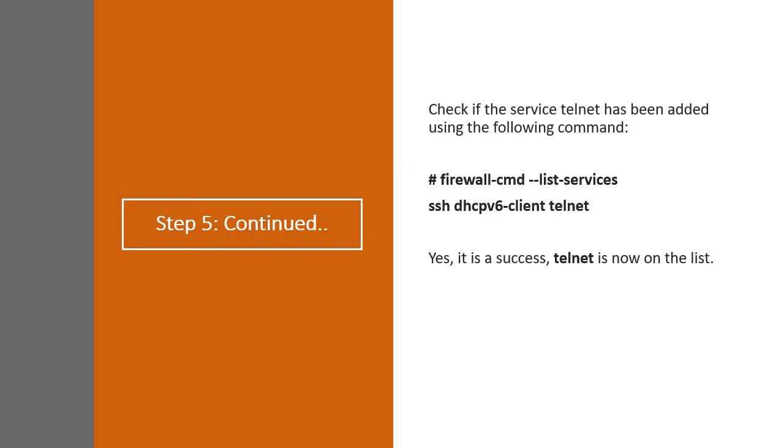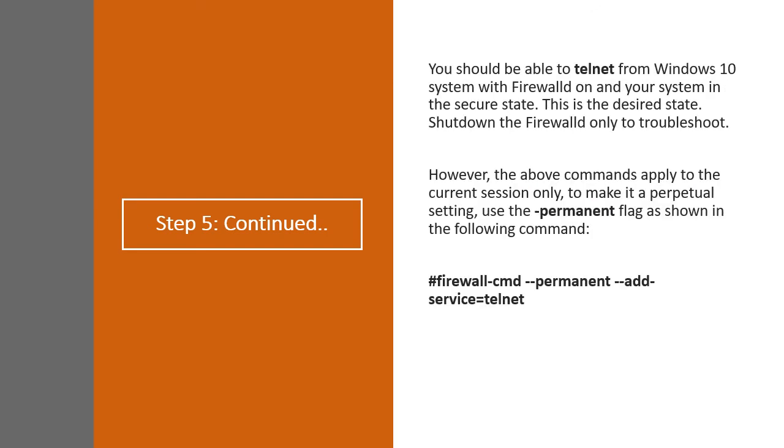Step 5 continued. Check if the service telnet has been added using the following command: firewall-cmd --list-services. It will of course list the services of the public or the default zone, and we see SSH, DHCPv6 client and telnet here. You should be able to telnet from the Windows 10 system with firewalld on and your system in the secure state. This is the desired state.